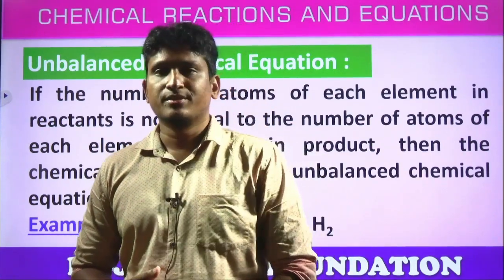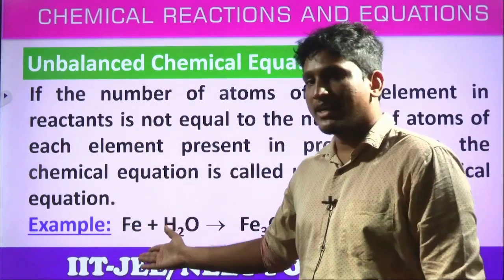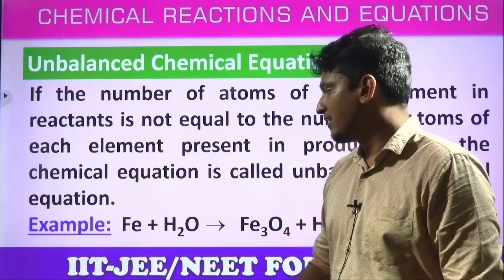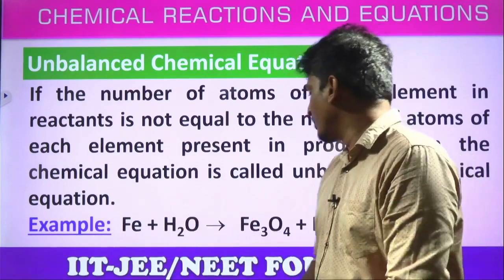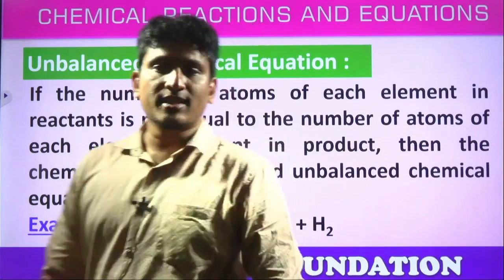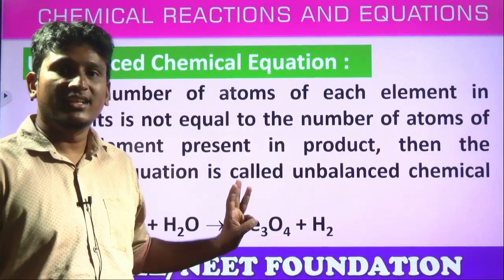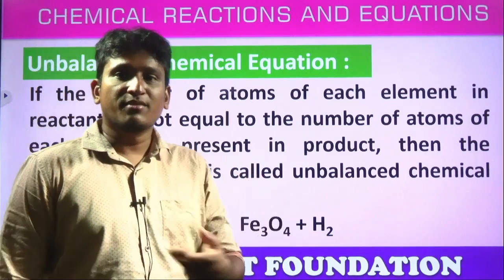Students, for example, look at this reaction: iron reacting with water, H2O, produces iron oxide plus hydrogen gas. Okay, iron, how many irons are there? 1. How many irons are there on the product side? 3. Got the clarity? Sir, what about the remaining?